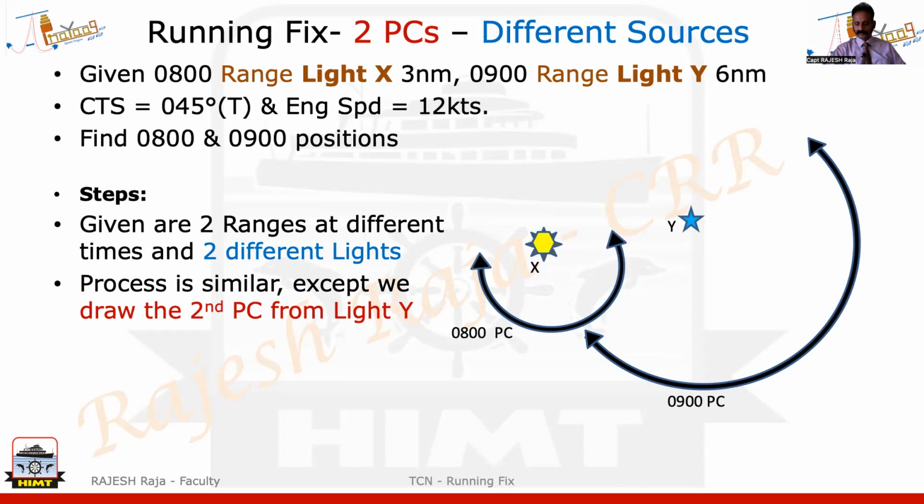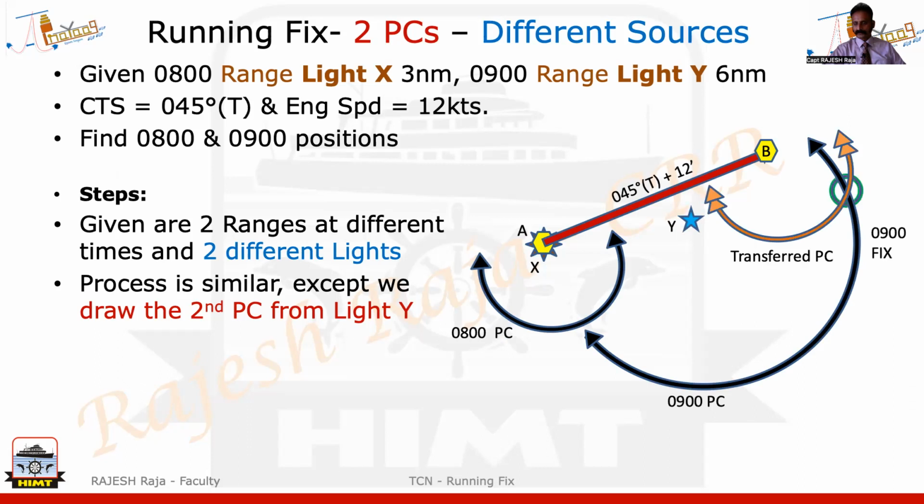I'm going to use the source of first PC always as Alpha, run it for 1 hour. At Bravo, please transfer the first PC again. Wherever it intersects the second PC is your 9 o'clock fix. Put your CTS and you will find your 8 o'clock fix. So this was one more method using two different lighthouses. Let us see here. I have changed the example. It does not exactly match with the previous slide. I've changed it just to suit my explanations also.